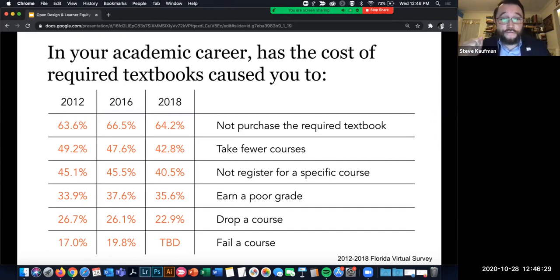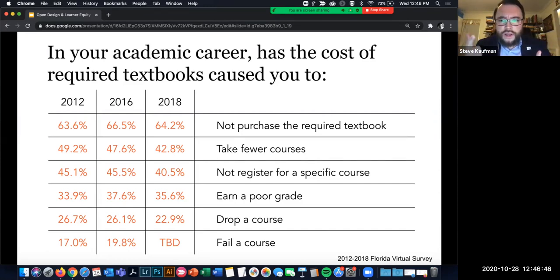42% reported taking fewer classes. 40% didn't register for a specific course. 35% earned a poor grade. 22% dropped a course. And as of 2016, almost 20% failed the course because they didn't have the materials they needed to be successful, which is really surprising, right?